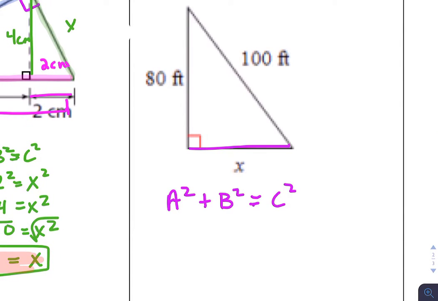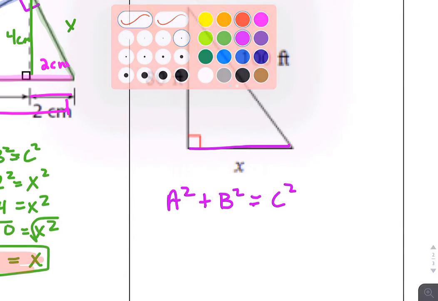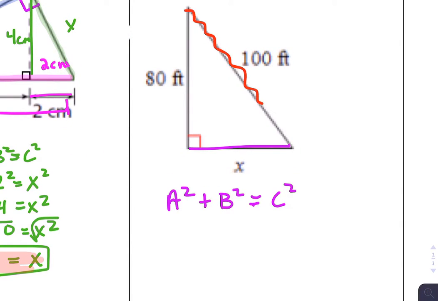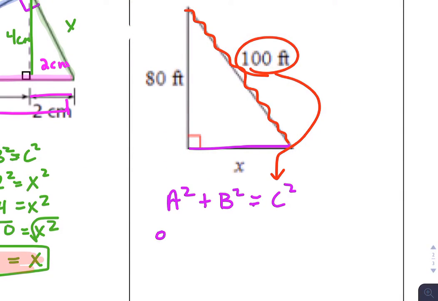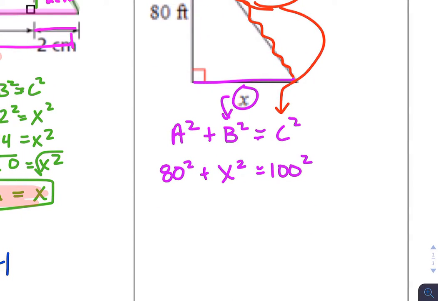Keep in mind that the hypotenuse, the largest side, the one across from the right angle, must also always be the c value, so 100 must go in for c. Other than that, the order doesn't matter, so we can put 80 for a. We'll have to use x for b, and that will equal 100 squared for c. So we're dealing with some pretty large values here. 80 squared should be 6,400 plus x squared, and then we have 100 squared, which would be 10,000.